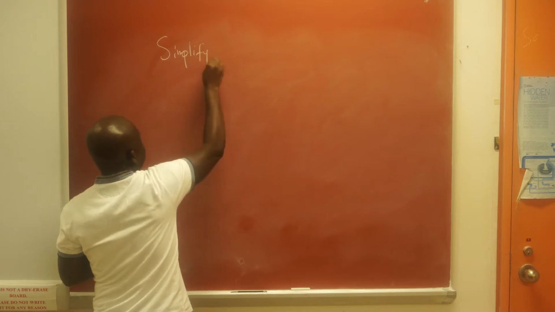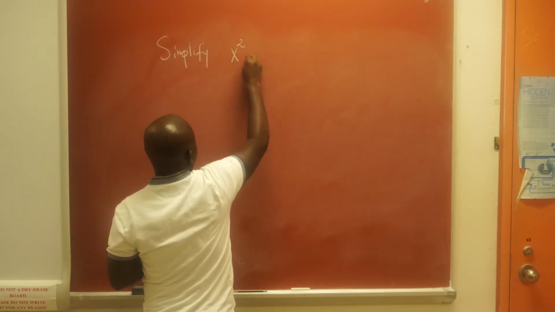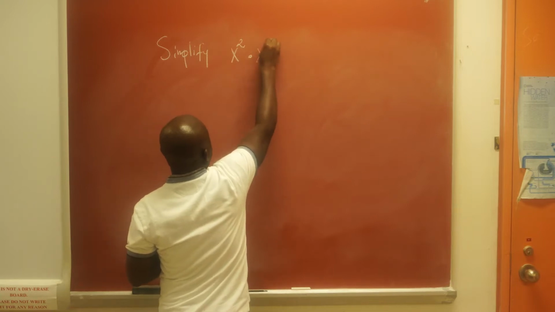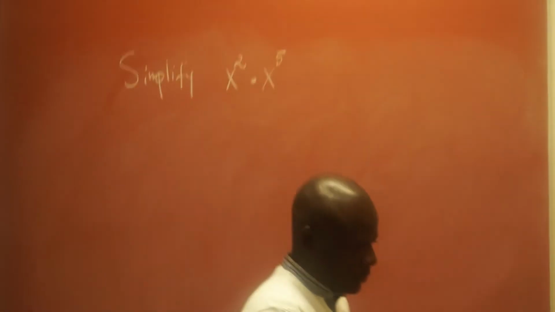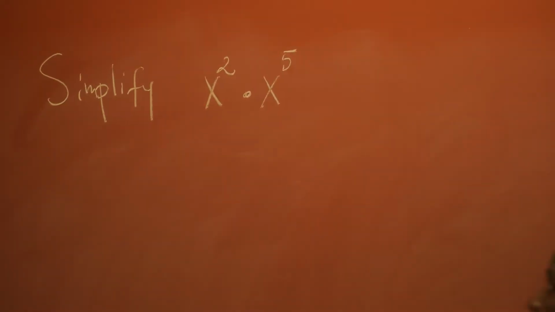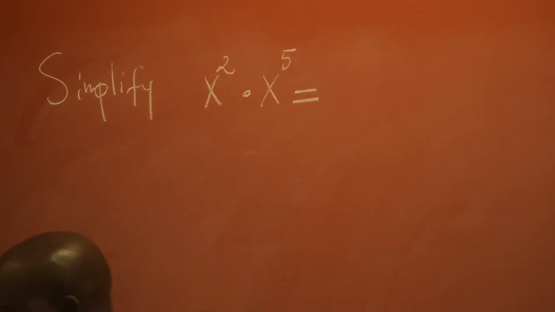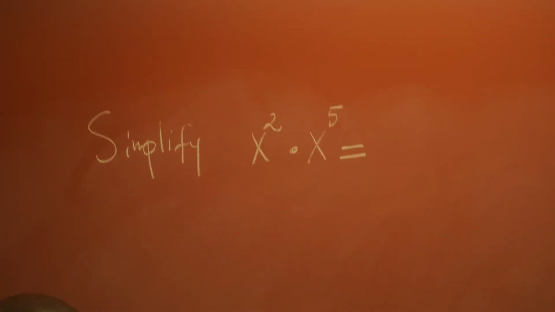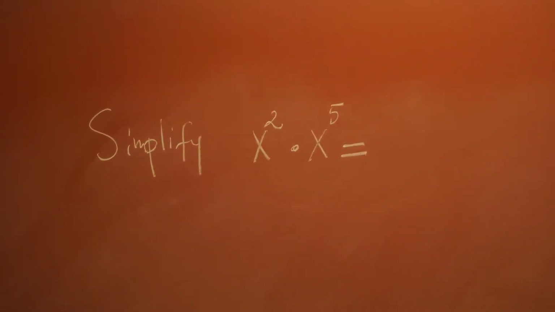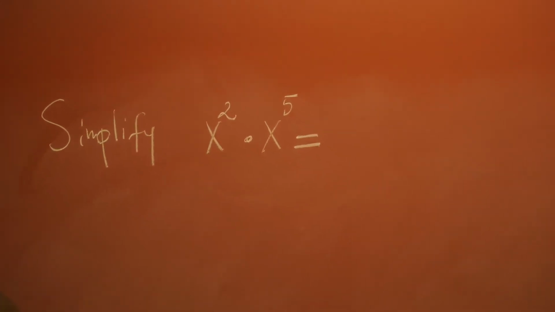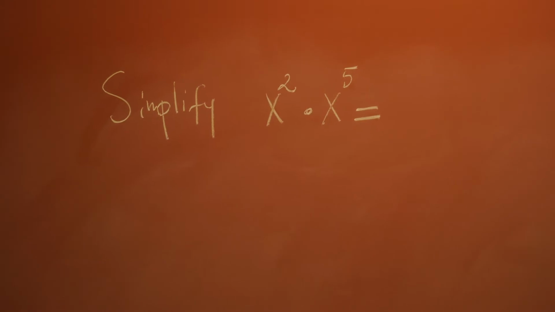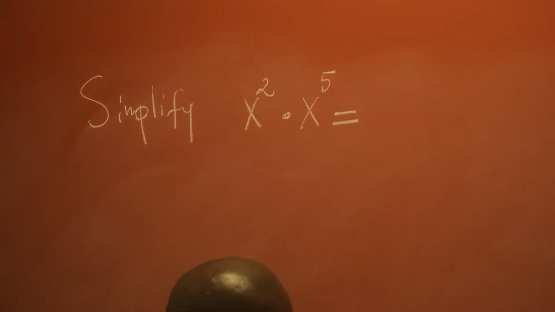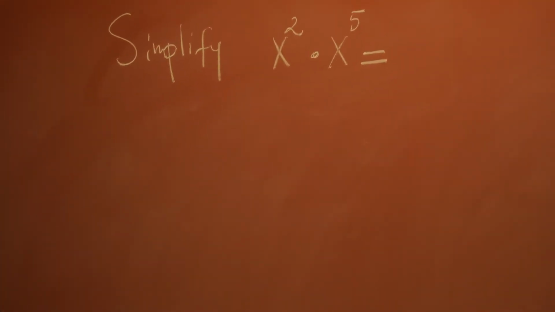Simplify x to the second power times x to the fifth power. If it's a multiple choice question, probably you will see x to the seventh power, or they will put x to the fifth power, or 2x to the seventh power, and so on. If you have a question like this, how do you work it out?